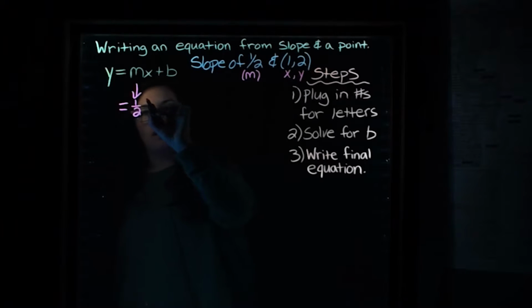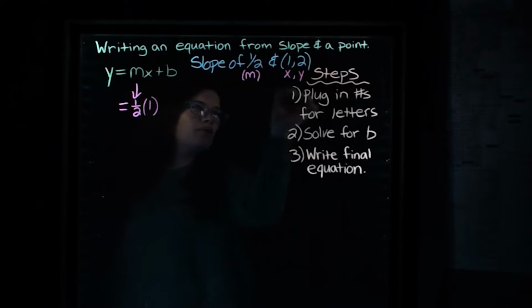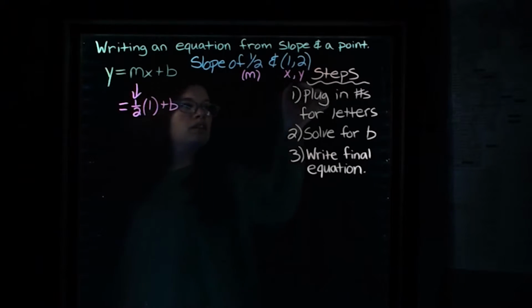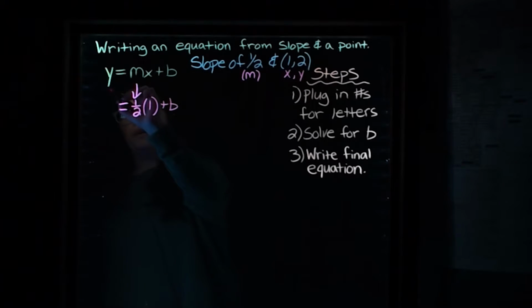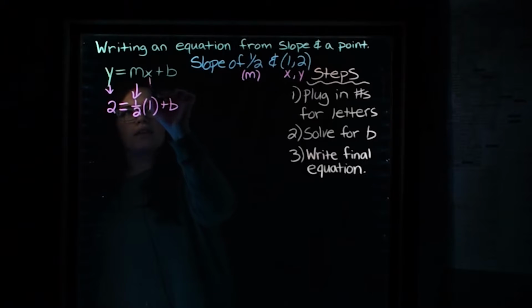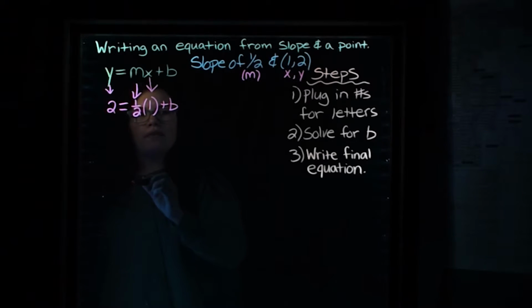My x is 1. I'm adding a parenthesis so I remember I'm multiplying. I don't have a b, so I'll just write plus b. Now my y is 2, so I put it in the y spot. Let me add my other visual so I remember.